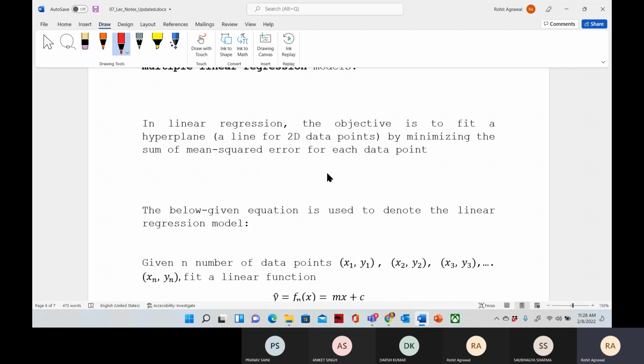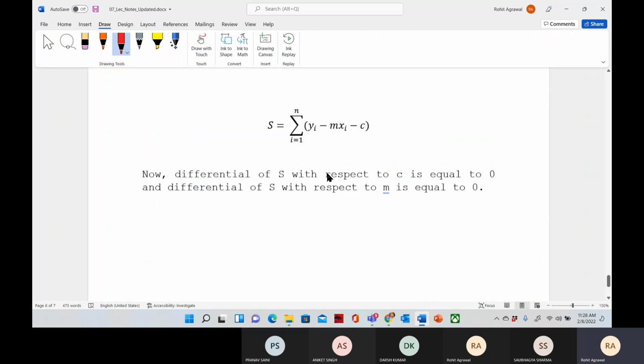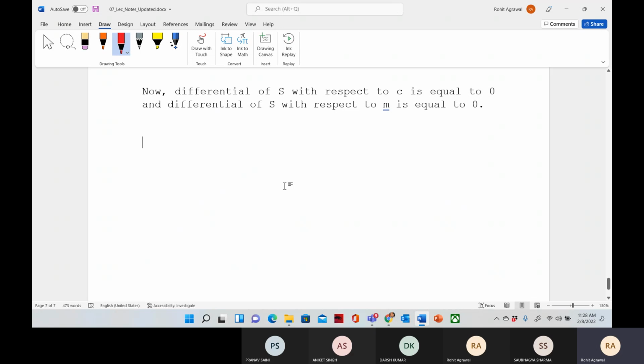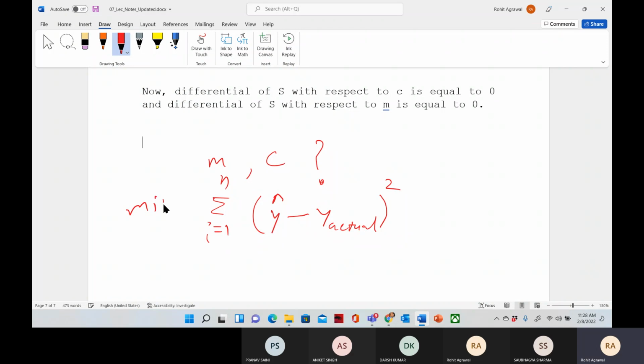So what I told you, I will discuss what I have written here. Our goal is to estimate m and c. How are we going to estimate? We have y predicted values and y actual values. Clear? What we are going to do? We are minimizing the sum of squares, or this is called mean square error. Minimizing.